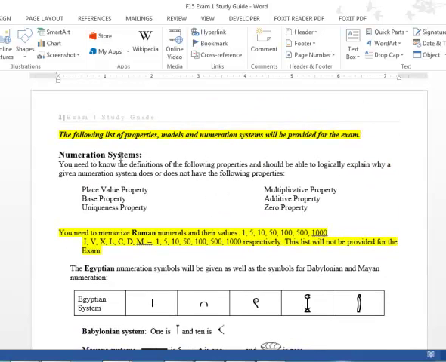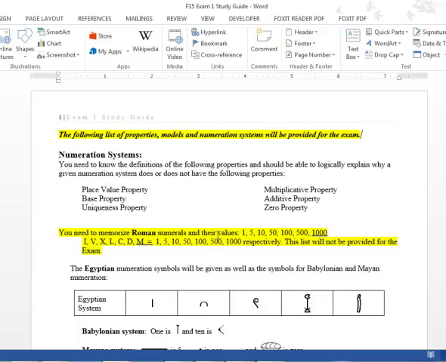So these are the list of properties for the enumeration system, which you will get: the place value, base, uniqueness. They'll be listed, but you need to know what they are and how to use them. Place value, remember, is the fact that if a symbol is in a certain place, it can change its value. If symbols never change value, then they don't have place value. For instance, down here, the Egyptian symbol, this little hump right here, is always going to be 10, regardless of where you stick it. It never changes value. So the Egyptian system doesn't have place value.